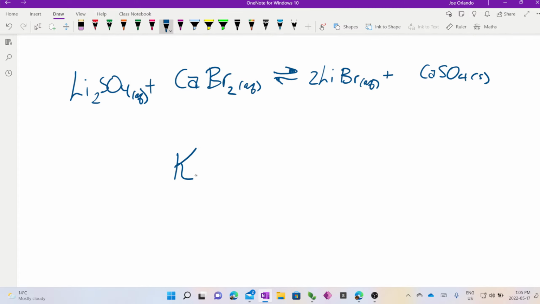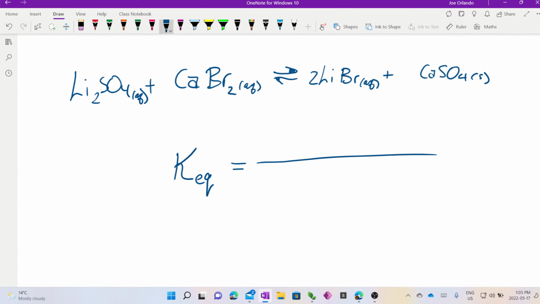Good, so let's pause for a second. They all start with K equals. Sometimes they use KQ, sometimes they use KC, sometimes they use KRXN. They could call this K double displacement, whatever you want. I'm just going to put EQ for equilibrium. But this is really just an identifier. It's trying to give you a sense of what you're talking about. And in this case, KEQ equals what?